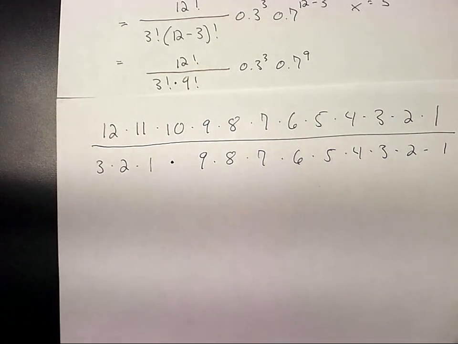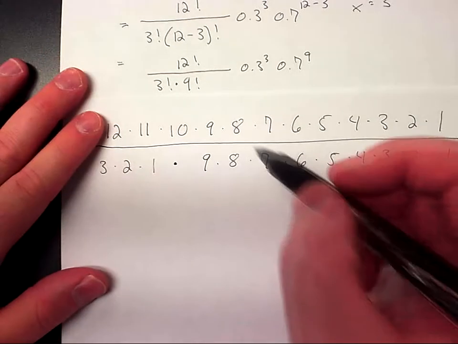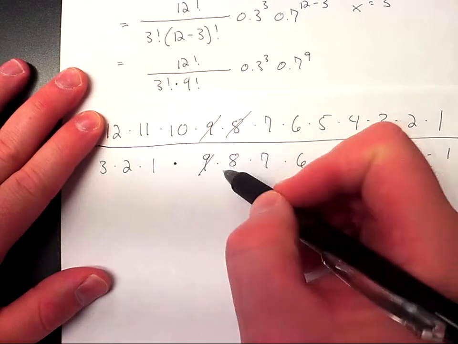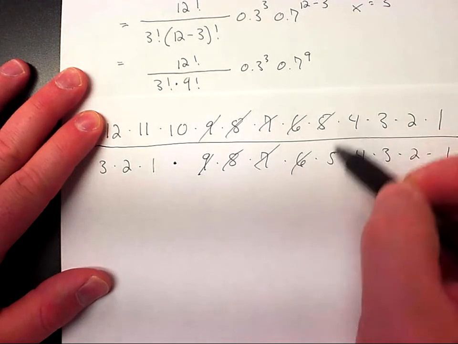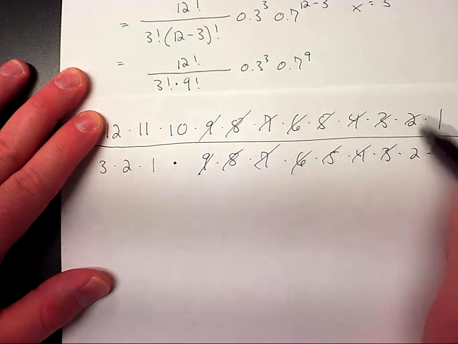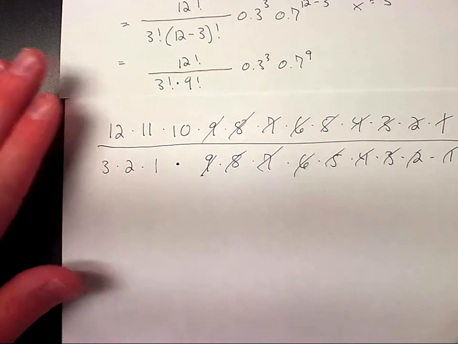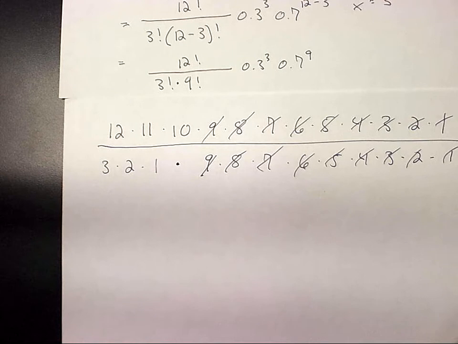What do you guys think you can do to make this thing a little bit simpler? You can start canceling, right? Whenever you're multiplying stuff in the numerator and you're multiplying stuff in the denominator, you can start canceling stuff out, right? So what we can do here is we can cancel this 9 with this 9, this 8, and all of these cancel. Right, is everybody good with that?